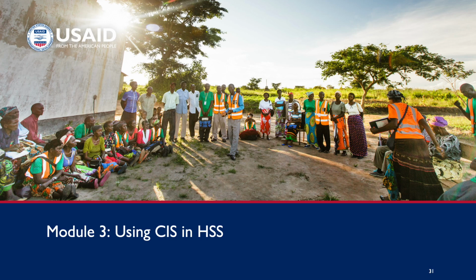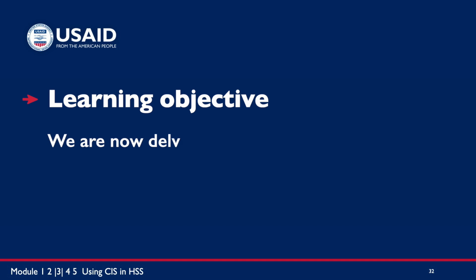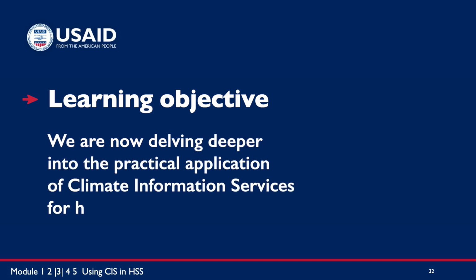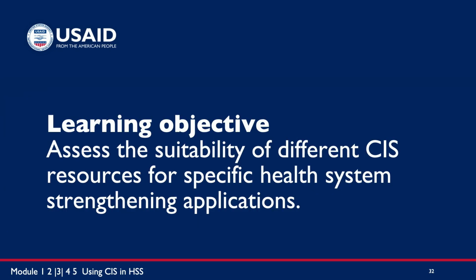Module 3, Using CIS in HSS. We are now delving deeper into the practical application of climate information services for health system strengthening. Our focus in this module will be on equipping you with the skills to assess the suitability of different CIS resources for specific health system strengthening applications.